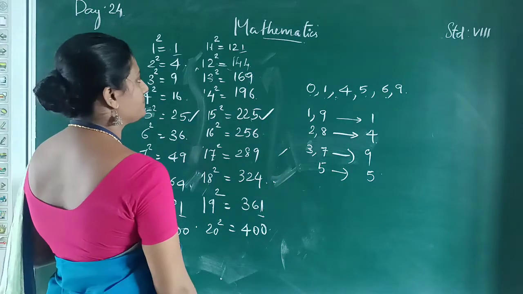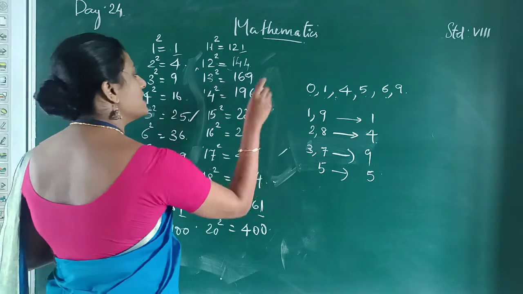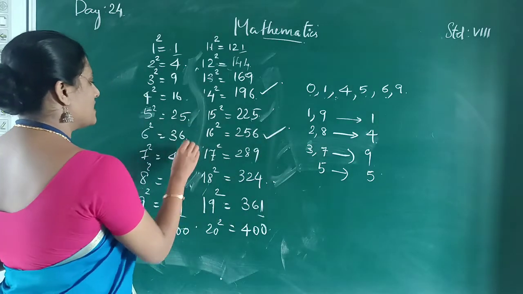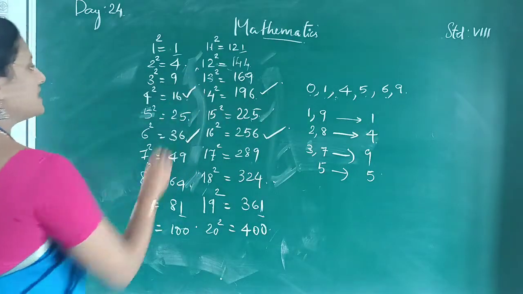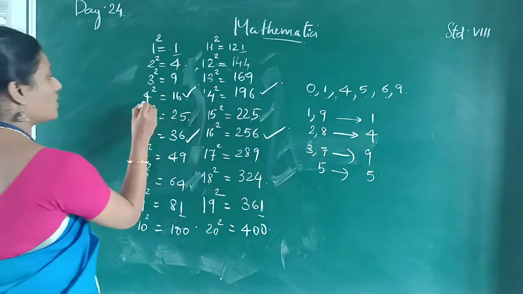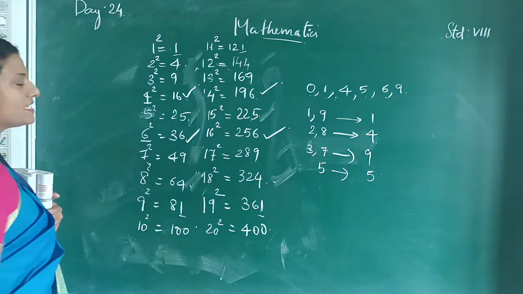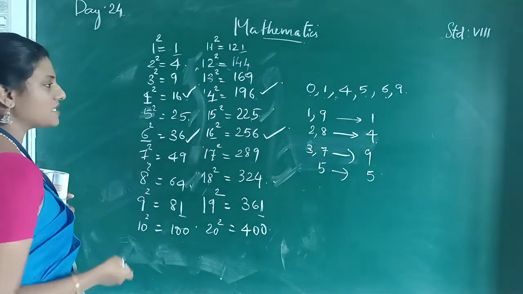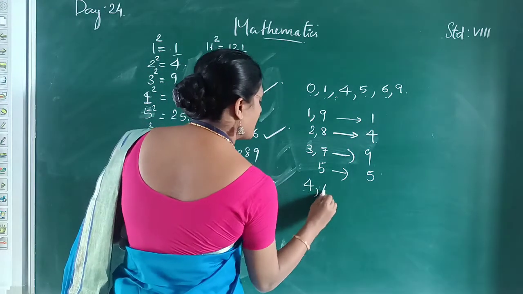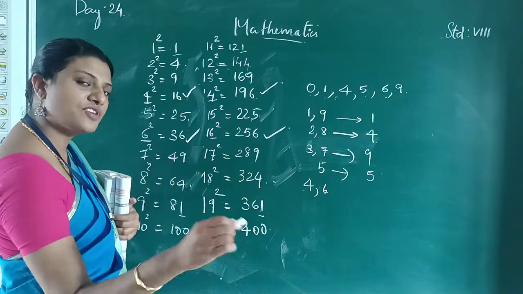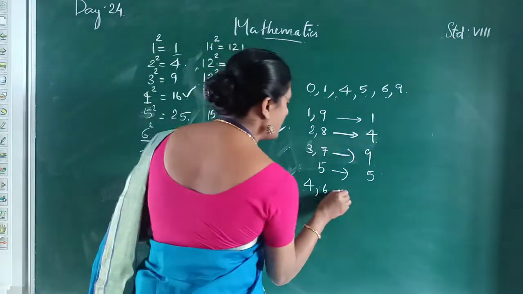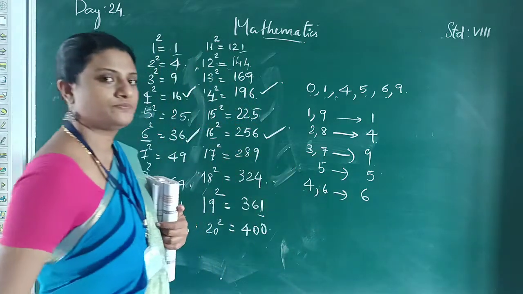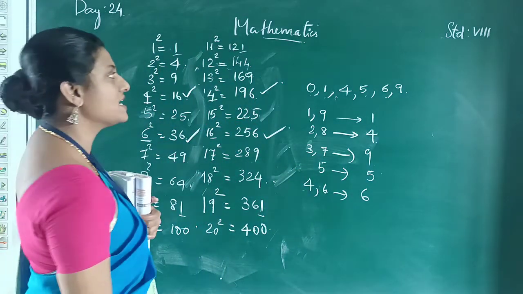Next is 6. 6 comes in 196, 256. Here 36 and 16, right? So the ones place here is 4 and 6. Here also 4 and 6, right? So what can you say? If a number ends in 4 or 6, and if we take the square of that number, the ones place will be 6. Okay, next is 9.